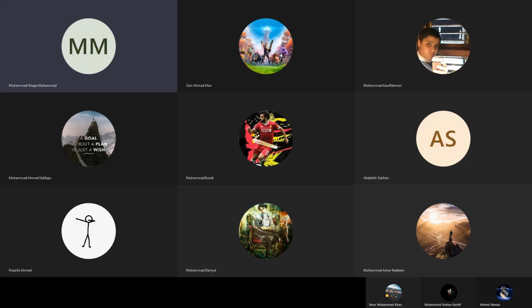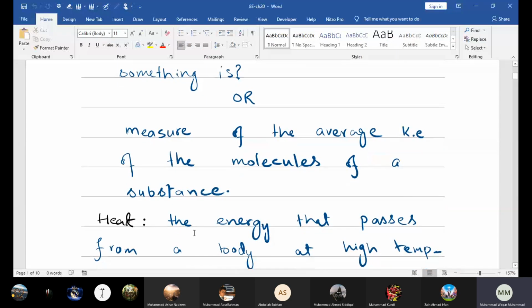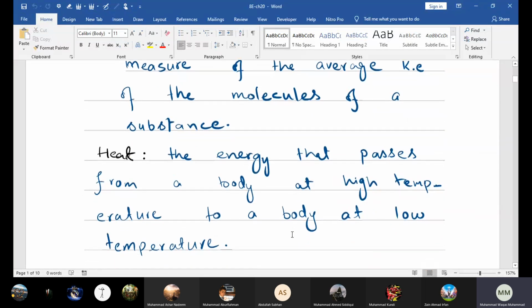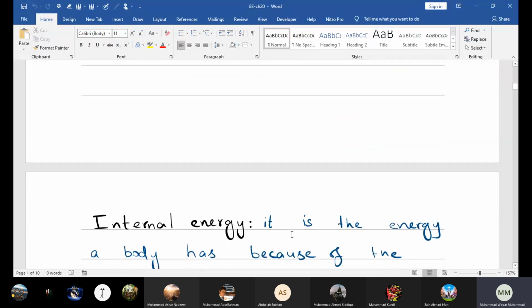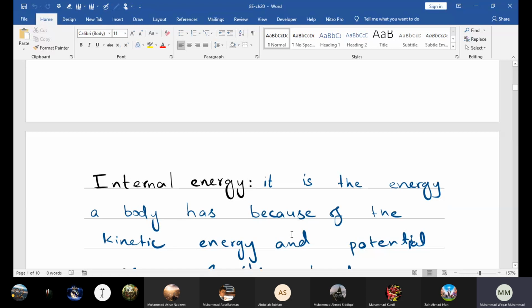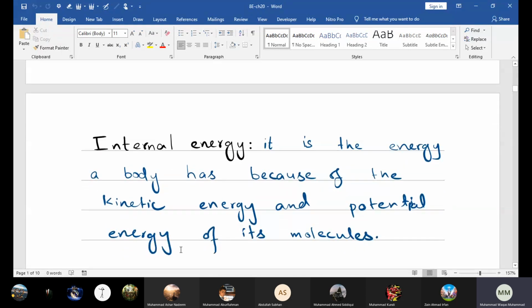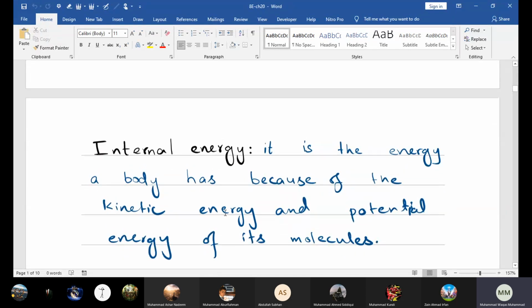Temperature called an object is, or it is the measure of the average kinetic energy of the molecules of a substance. Beta, heat energy is sometimes also called internal energy or thermal energy. It is the energy of an object because of the kinetic energy and potential energy of its molecules.